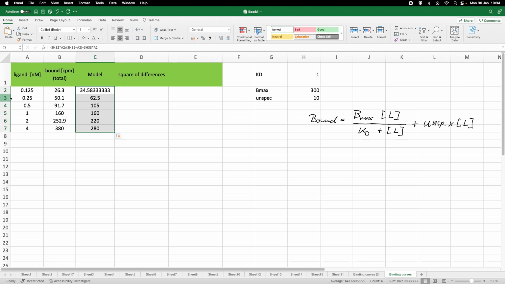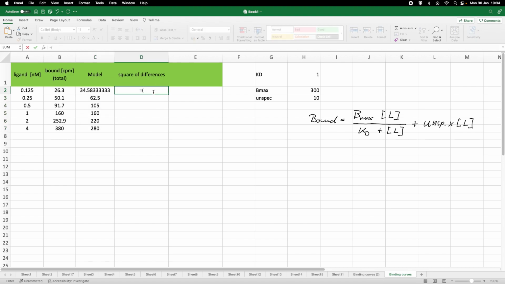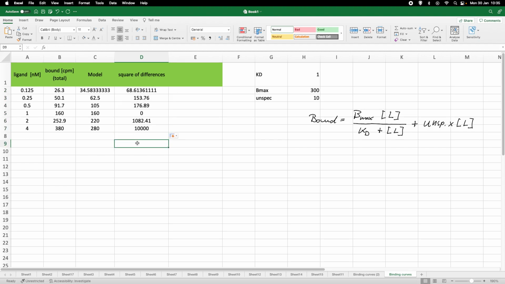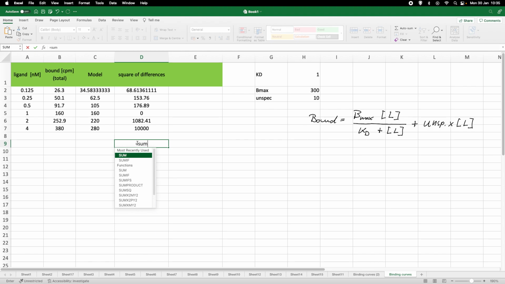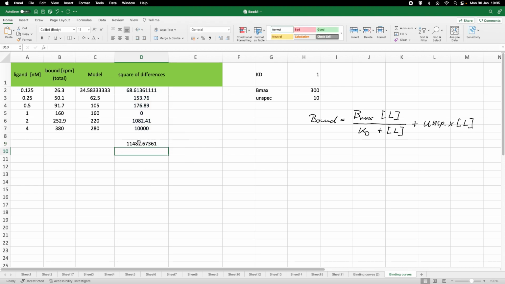And now we can again calculate the square of the differences. So equals the square of the differences between our observed data minus the model data. And we will square this, and we get the squared difference, and we do that for all the values, and we calculate the sum of these differences. So here we've got the sum of the differences, and we get a value.